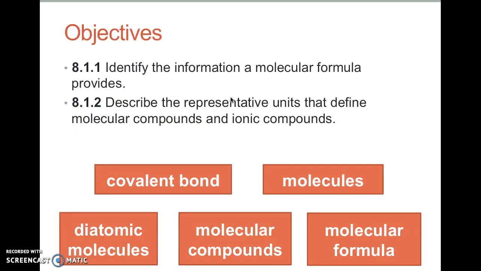Our first goal is to be able to look at a molecular formula and figure out what information it gives us. Our second goal is to be able to describe molecular compounds and ionic compounds in their simplest form, which is called a unit. Down below, you can see some terms in orange. These terms will be our vocabulary terms for 8.1, so please pay special attention when you see them in the video, as they will be important for all of Chapter 8 and future chapters.